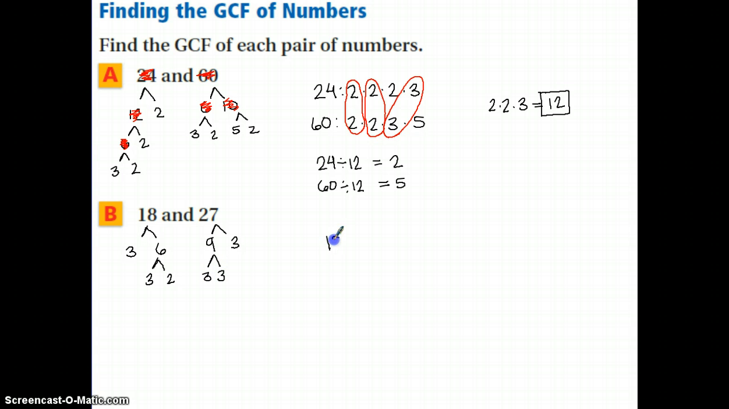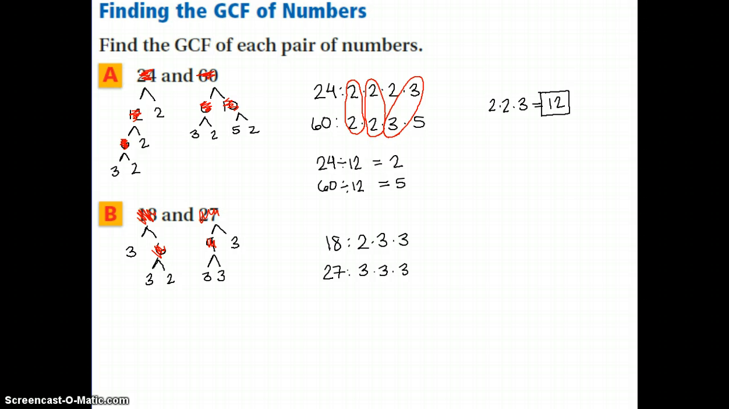For my prime factorization of 18, I am going to ignore everything that is not at the end of the branch. So I ignore 18 and 6. And my prime factorization of 18 from least to greatest is 2 times 3 times 3. For 27, I am going to ignore in my factor tree the 27 and the 9. So my prime factorization is 3 times 3 times 3.